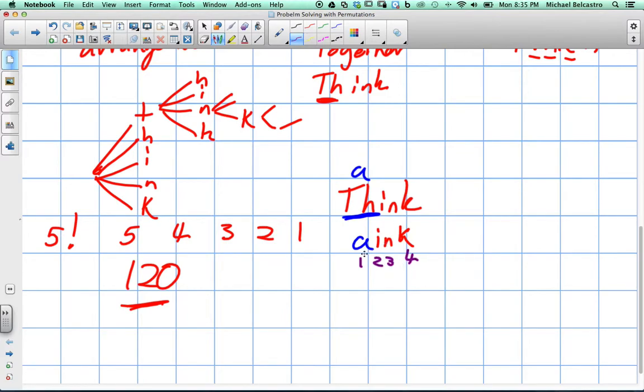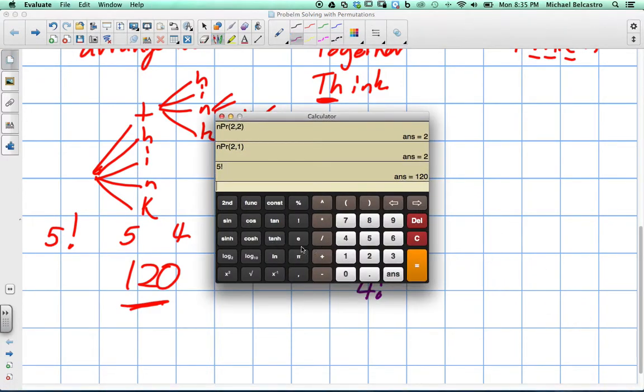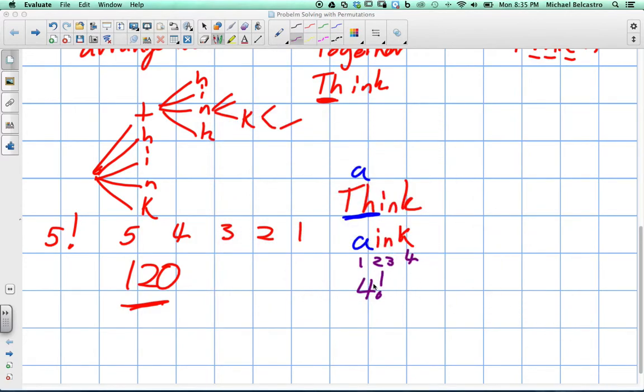So in other words, how many ways can we rearrange these 4 letters? Well, using the same method we did before, it would be 4 factorial, right? Because there's 4 different letters. So when we do 4 factorial, 4 factorial gives us 24. So there's 24 ways we can do that.